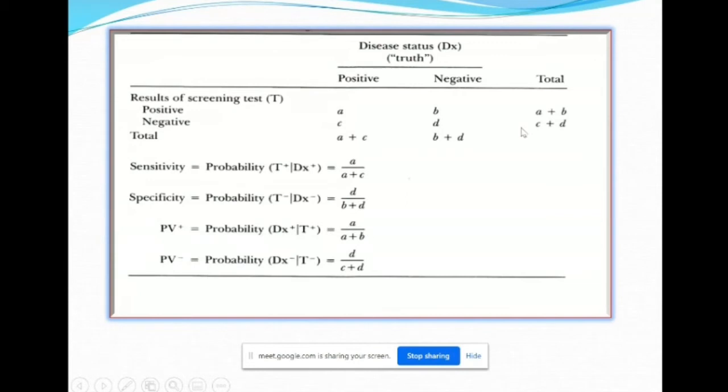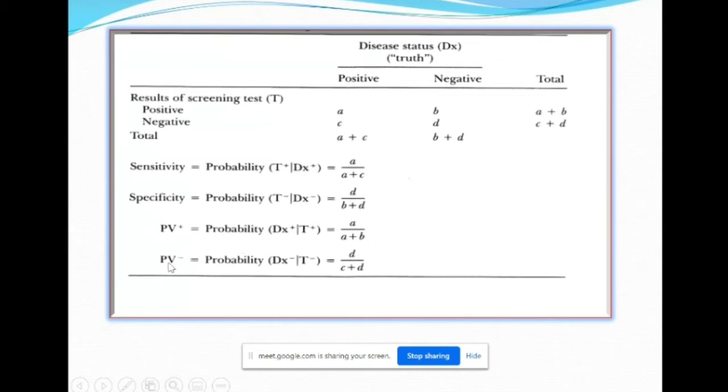Predictive value of a positive screening test is the probability of truly being positive among all those screened positive. So it is measured by dividing true positives, that is cell A, out of all screened positive by the screening test, which is A plus B.